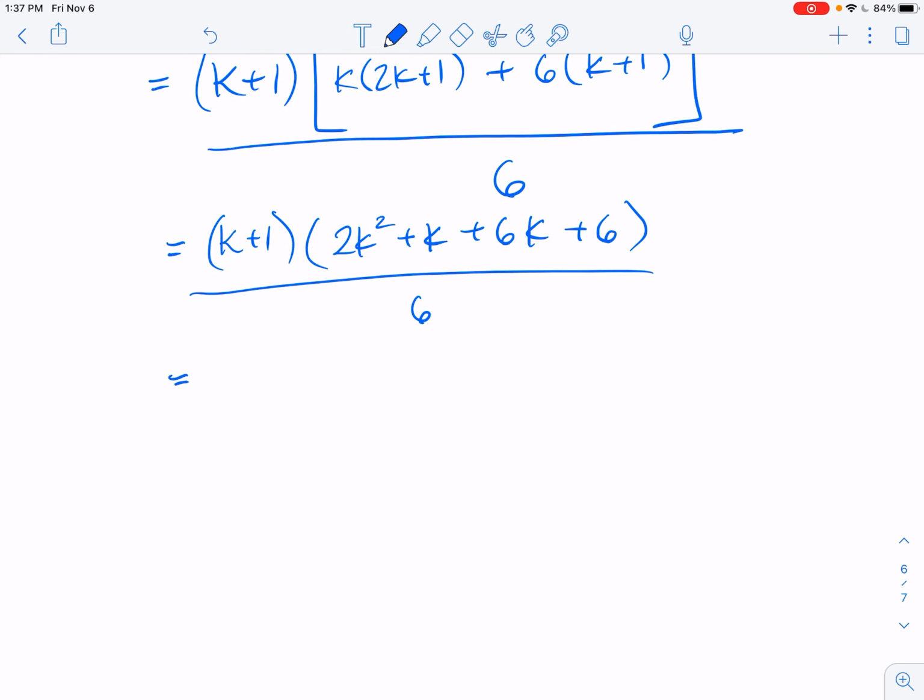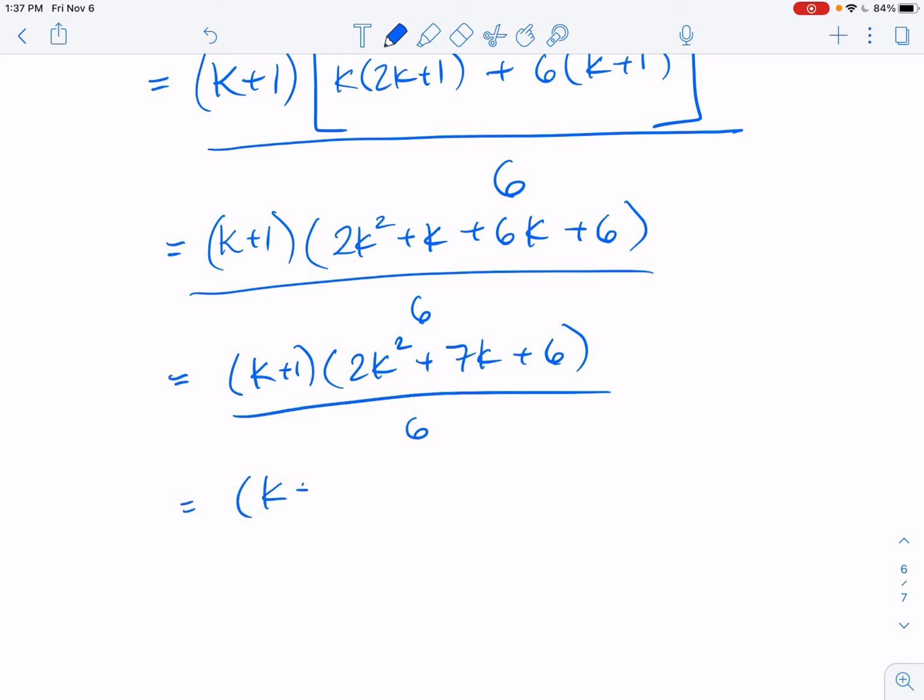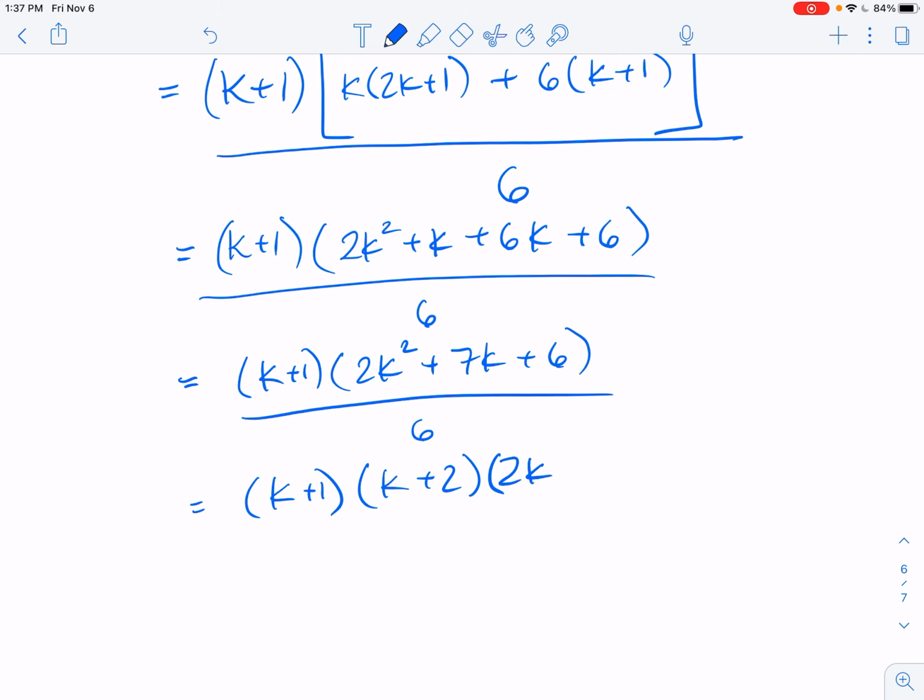Let's see. Okay, hang on. Maybe I'll write this out. All over 6, does that factor? We have a k plus 1. What happens when I factor a k plus 2 times, well, to get 2k squared, I have 2k times k. To get 6, I'm going to have a plus 3. Let's double check to make sure. This times this is 3k, this times this is 4k, 3k plus 4k is 7k, that is good. And everything else is lovely.